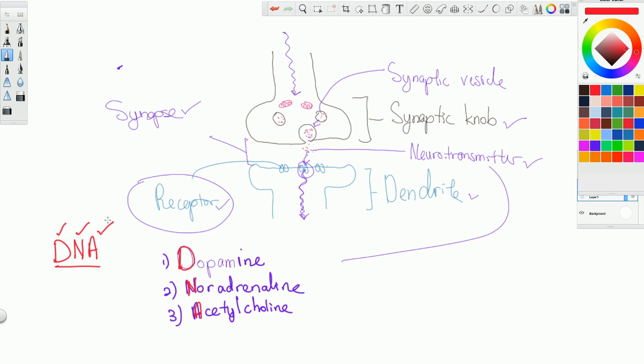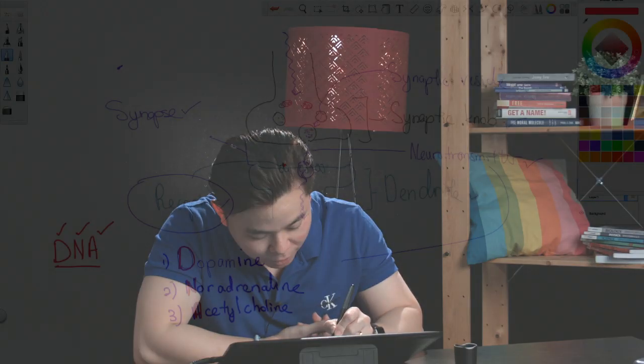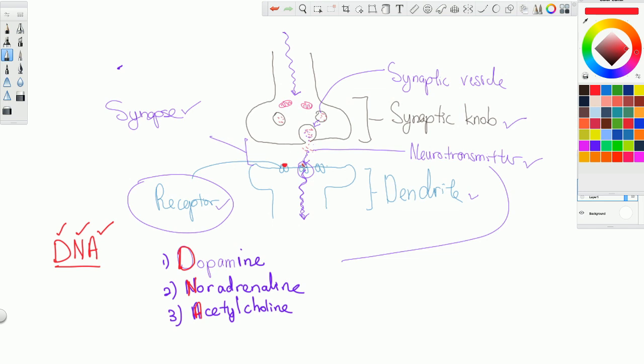When it comes to this type of question, they can also ask you something application-based. Let's say there are chemicals, drugs, that can bind to the receptor here and block it. Drugs can block here.